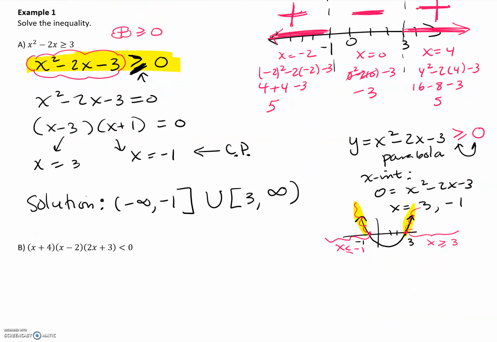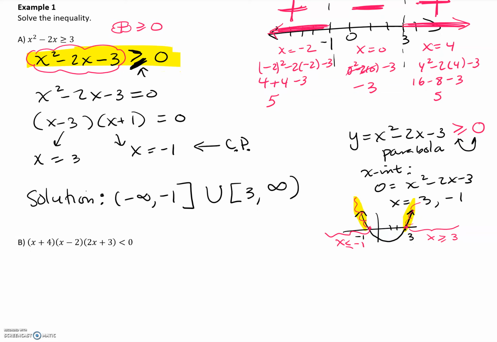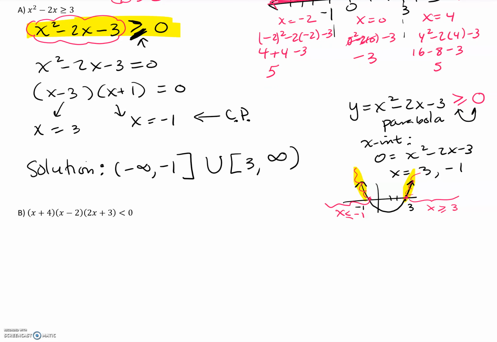This is also a polynomial inequality, and it's even better because it's already factored for us. So I don't have to do step one and get a zero on one side and factor. All that business is done. Zero's on one side and the left side is already factored. So I'm going to pretend this is an equation and pop out my critical points.